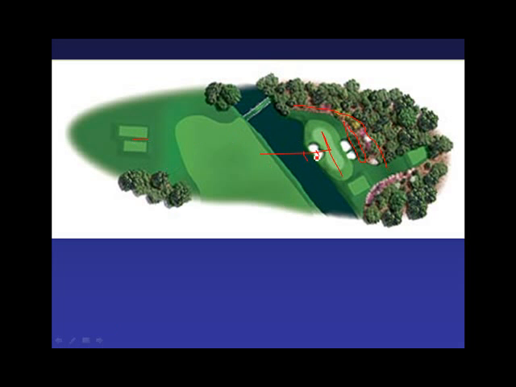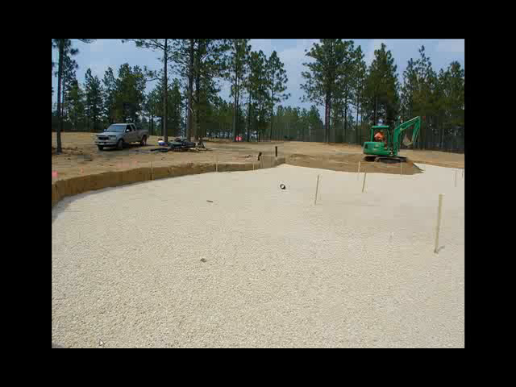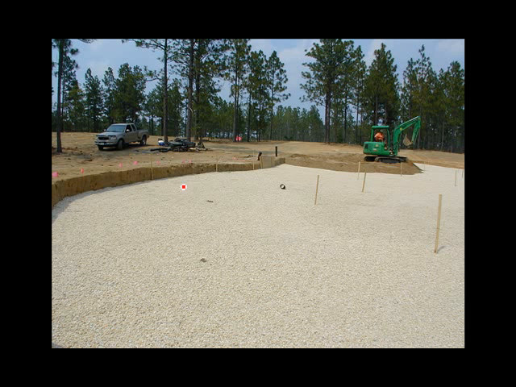Here's a USGA green. You can see that they have removed 16 inches of soil, put 2 inches of gravel, and then 12 inches of mix goes over the top of that. So this is a completely artificial medium. It's mixed off-site and brought in. It's sand mixed usually with peat moss.